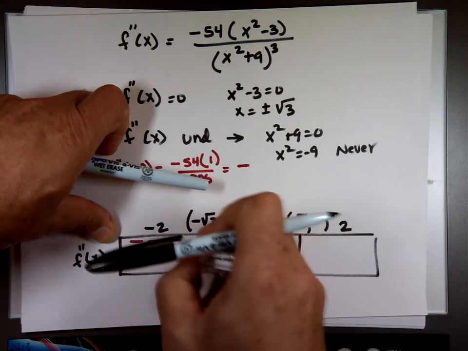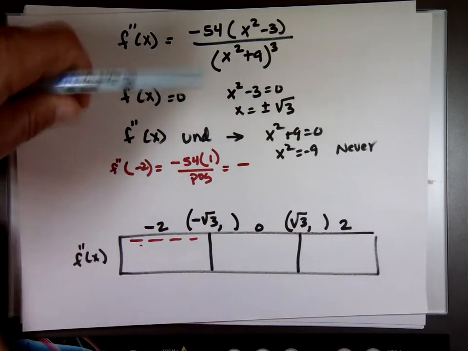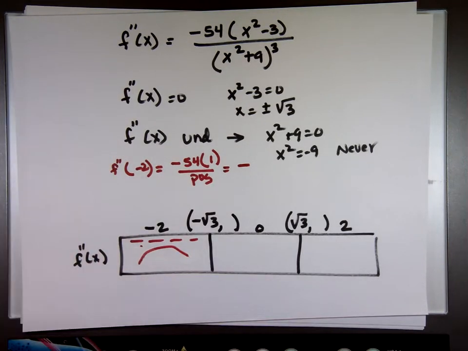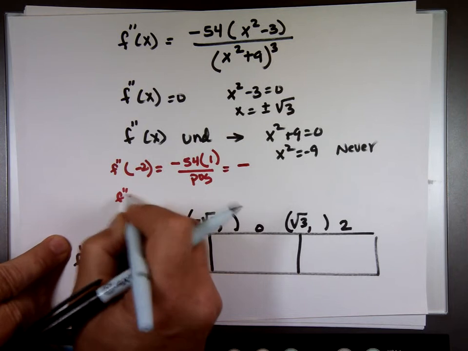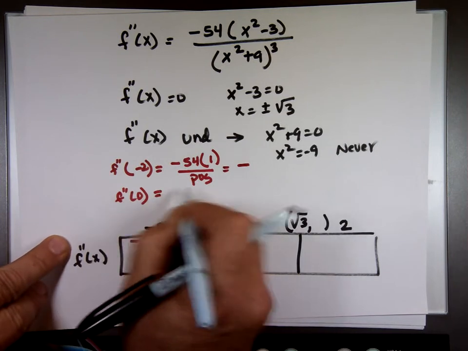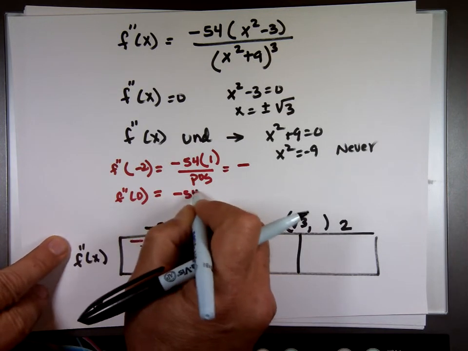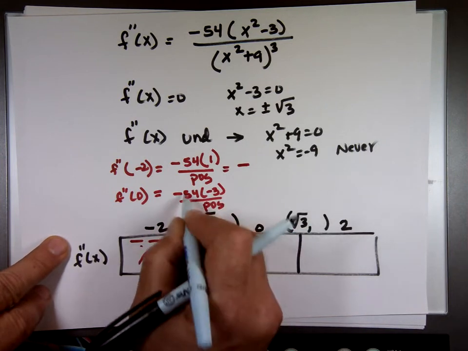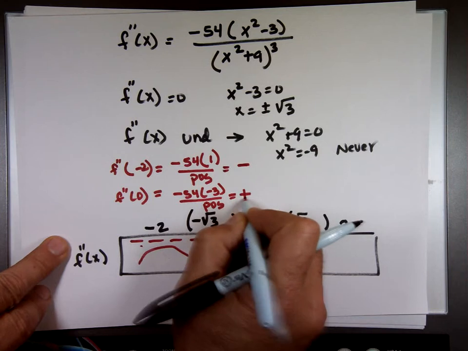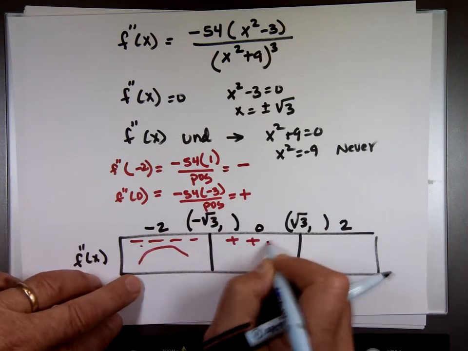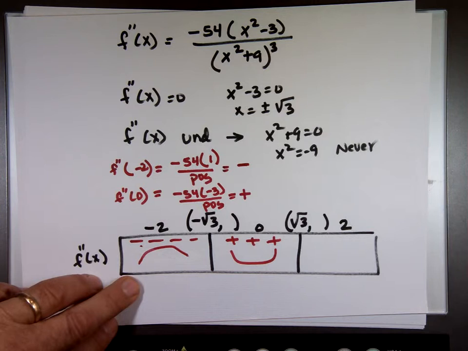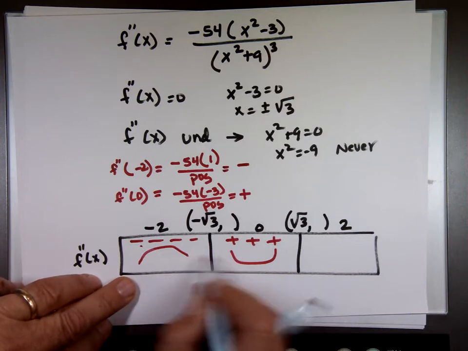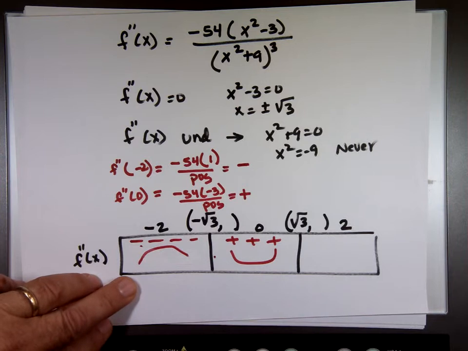This is the second derivative. The second derivative is less than 0. It's concave downward. The 0, negative 54 times a negative 3 over positive. That's positive over positive, which is positive. Concave upward. Inflection point right here. Change of concavity. They're not asking for that here.